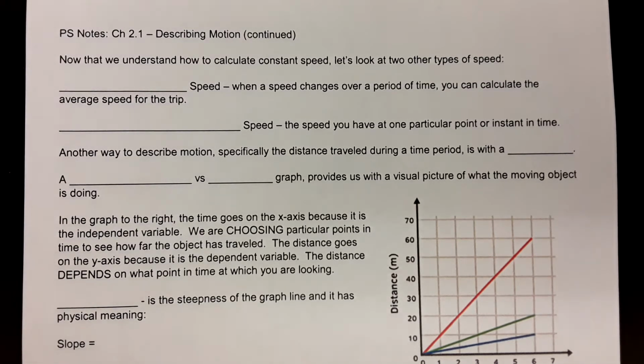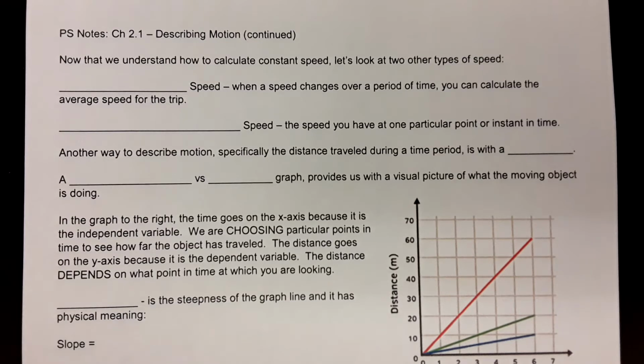Everybody. Today we're going to be finishing up section 1 of chapter 2 on describing motion. Now, we've already looked at how to calculate constant speed. So we're going to do a couple of things here today. We're going to look at two other types of speed and another way to describe motion, okay?